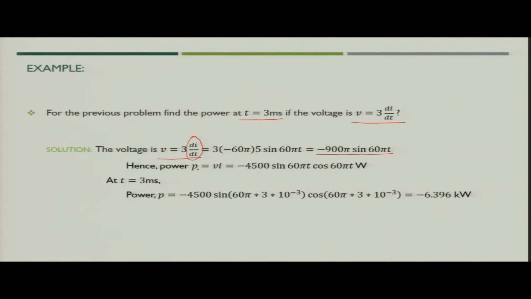Hence, the power P can be represented as V into I. You have to simply multiply voltage V with the current expression which we got in the previous example. We will get P equal to minus 4500 sin 60 pi t cos 60 pi t, that is in watts. Now, for time t equal to 3 millisecond, you have to simply replace t with 3 millisecond and simplify the expression, and you will get the value minus 6.396 kilowatt.